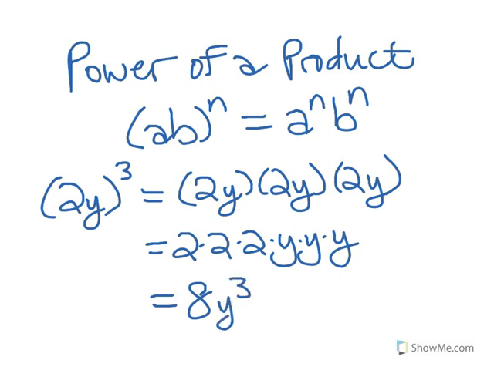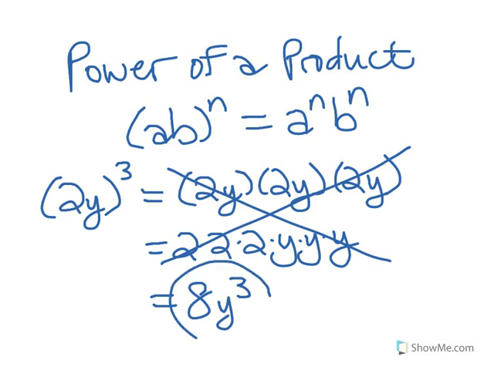The upshot of this is that I didn't have to do all this other work. I could simply take 2 cubed right from the beginning and get 8, and take y cubed, and I have my answer, 8y cubed. I'll speed things up, and once again, in math, unlike basketball, shorter is better.